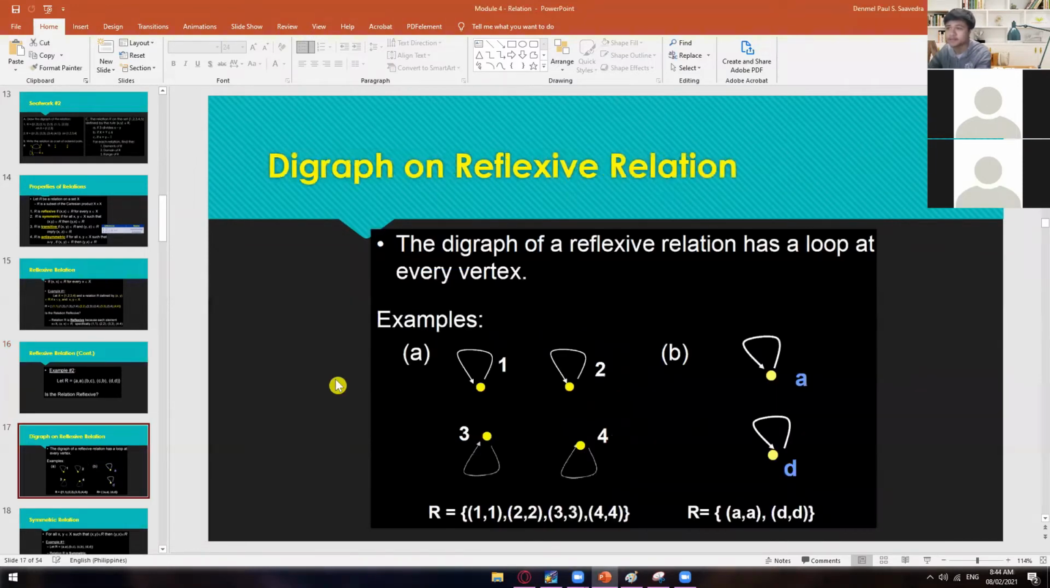The next one here is the digraph of a reflexive relation. Here is just the representation of a digraph. As you can see, if we have 4 elements, we also have 4 reflexive ordered pairs. So we have 1, 1, 2, 2, 3, 3, and then 4, 4. If we have 2 elements, then we also have 2 pairs, AA and then BB.